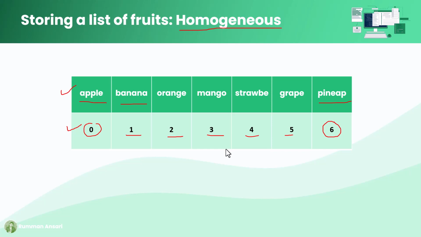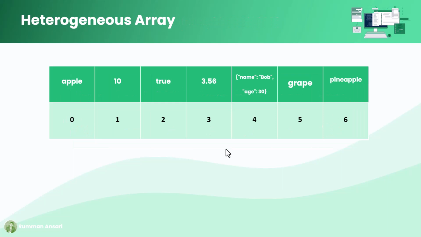Okay, now let's talk about an example of a heterogeneous array. Here you can see that this is the 0th index of the array, and we are storing apple here. So this one is the 0th index. You can see there is the first index, and we are storing 10 here.